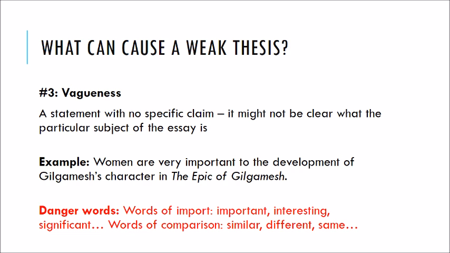Same goes if you're using words of comparison. If you're saying two characters are similar, two characters are different, but you're not really saying how they're similar or how they're different. So if you're using any of these words, you do need to bring it a step further and say, why are they important? How are they important? Or why are they similar? And how are they similar? And that'll help you get past this vagueness problem.